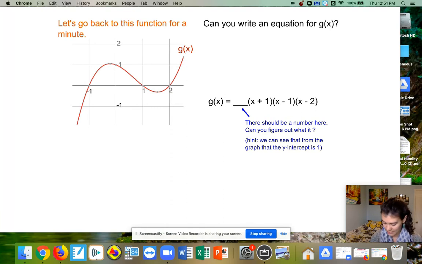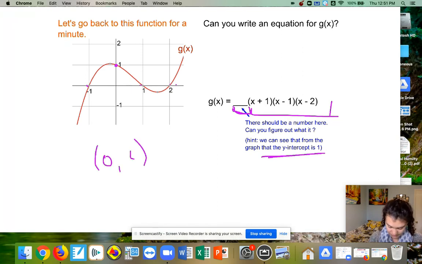Okay, so back to the example from before. We had our factors that we got from looking at the zeros. But now we want to figure out how we could actually write the equation. We want to figure out what number would go right here. To figure that out, we can look at the y-intercept. So we know when x equals 0, y is 1. So we can plug in 0 for this function.